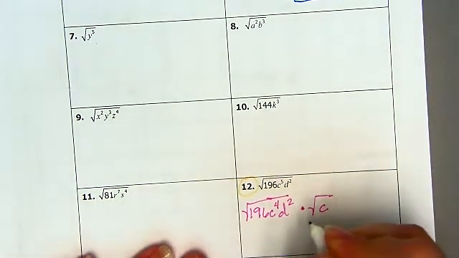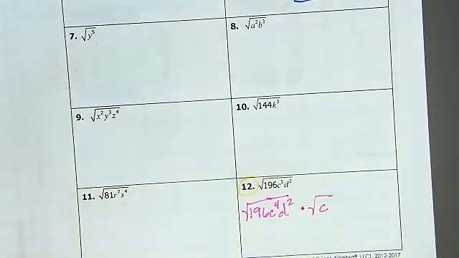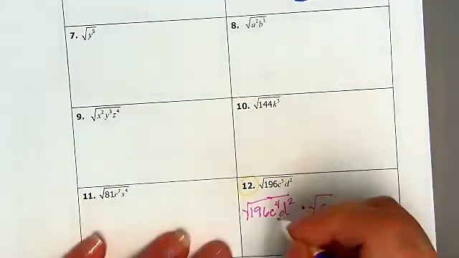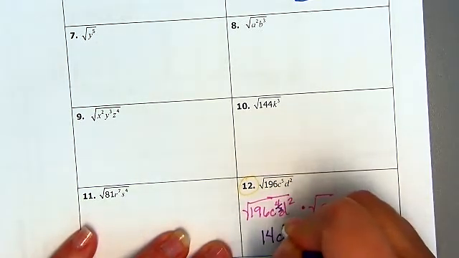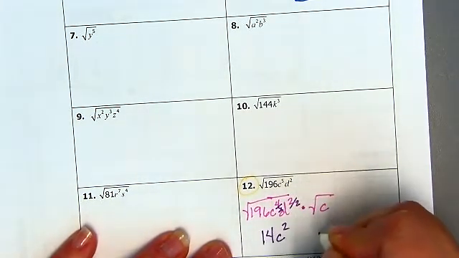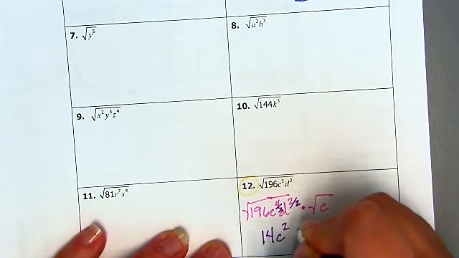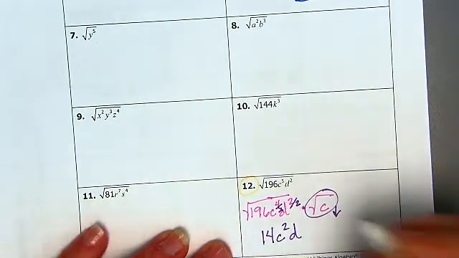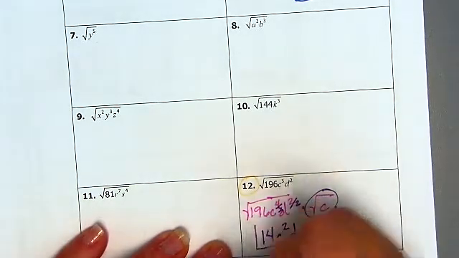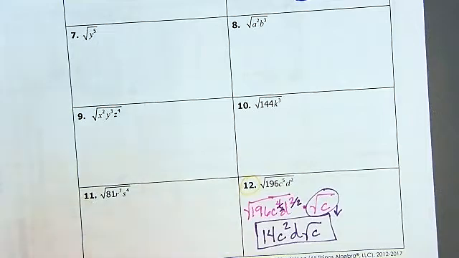The square root of 196 is 14, I think. So we end up with 14, and divided by 2, that's going to be c squared. Divide by 2 on the d, so that's going to be c squared d. And then we just bring this down because I can't take the square root of c. So then I have the square root of c. And this is my final answer, 14c squared d, square root of c. All right, more examples, guys.